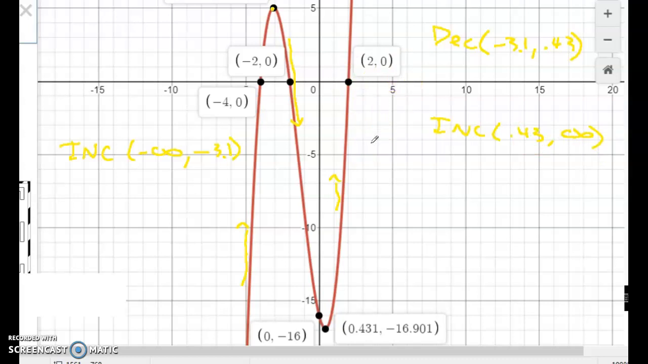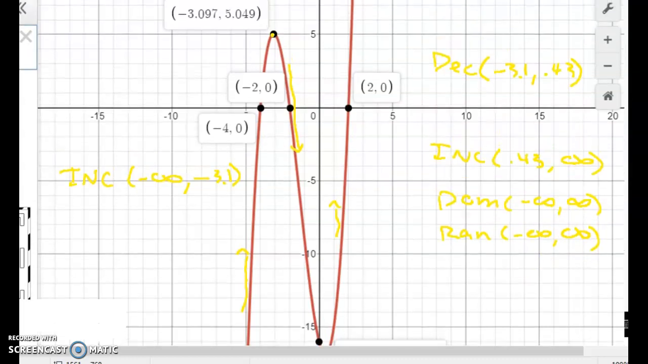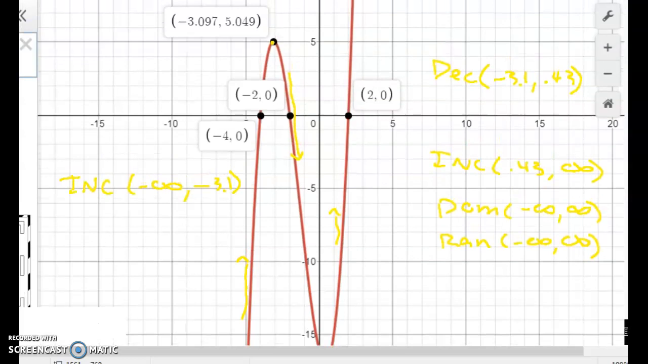Now let's talk domain and range. In this case, and not always, my domain is negative infinity to positive infinity, and my range is also negative infinity to positive infinity. Now there's a couple of things we're going to talk about with these graphs. One, what's the degree of this graph? The degree is the highest exponent, which is 3.